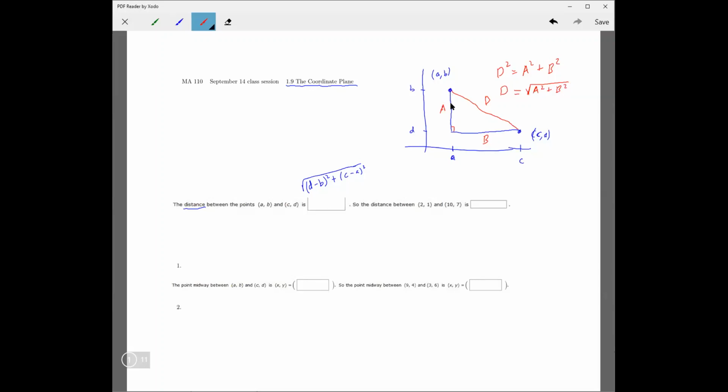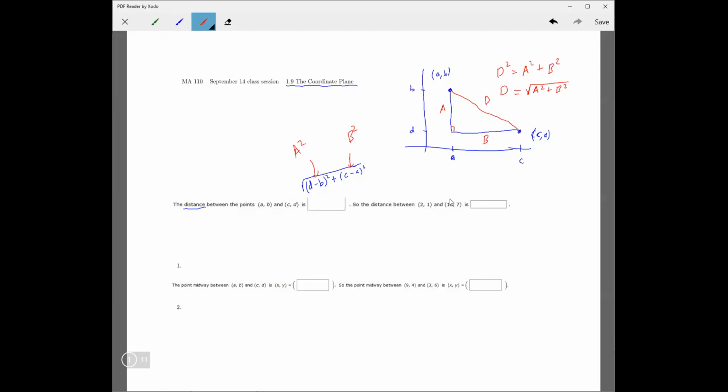And A is this distance here, which in this case is b minus d, right? b minus d, which is the same as the negative of d minus b. But if you square it, then you get a positive number anyway. So in the end, this right here is just our A squared. And this right here, likewise, is going to be our B squared. So this is c minus a squared. Okay? So this is where the distance formula comes from.